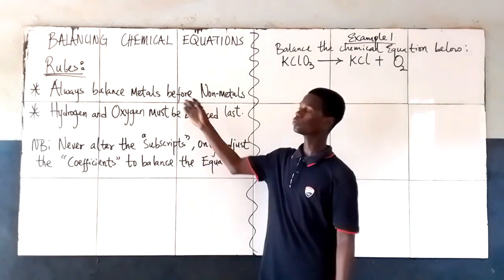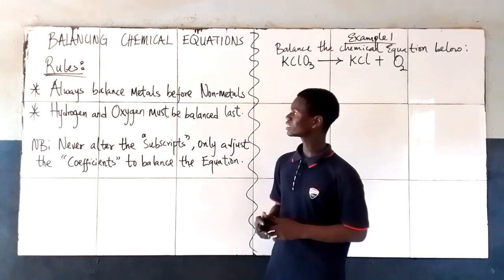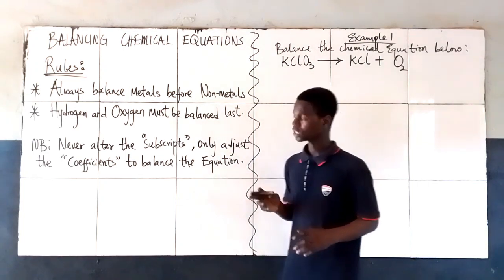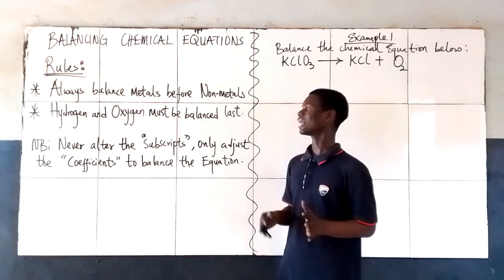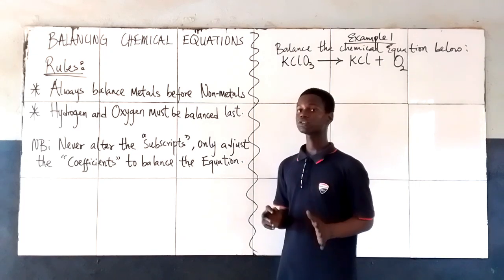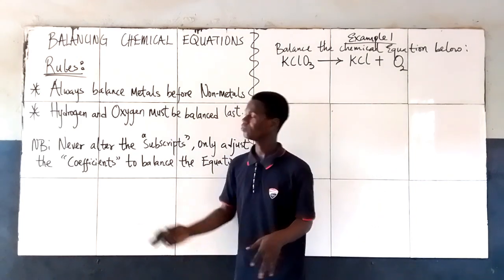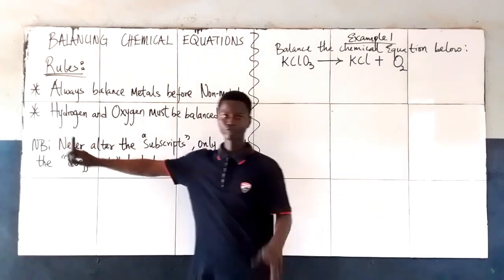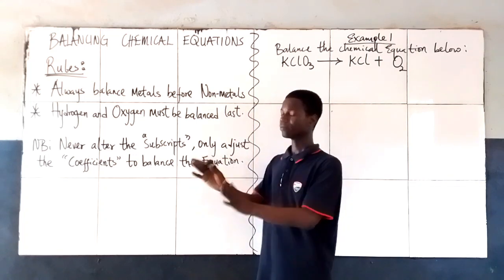And I pick out two most important of the rules to keep at the back of your mind. The first one is that always balance metals before balancing non-metals. Now the next is that hydrogen and oxygen must be the last thing you are going to balance. And at the same time, ensure you balance hydrogen before you balance oxygen. But the most important thing is that you balance them last.